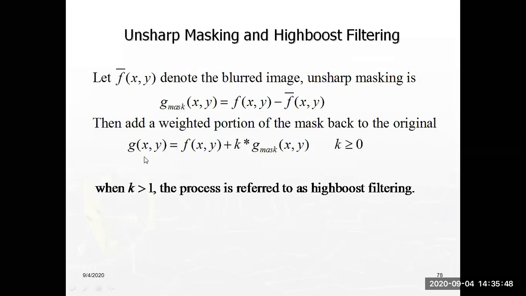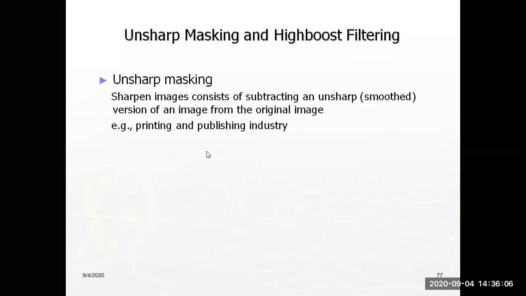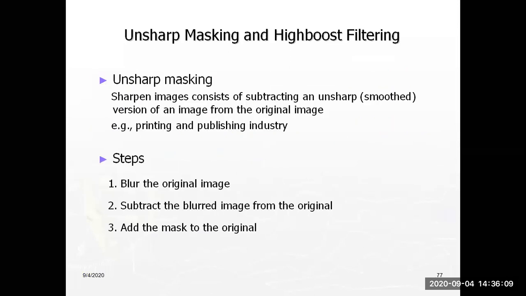But what is our original output image? g(x, y) is actually a combination, the sum, of the original minus the blurred image, plus the mask, which is added to your original image. So what is the procedure? First blur the image, subtract the blurred image from the original image, and add the mask to the original.